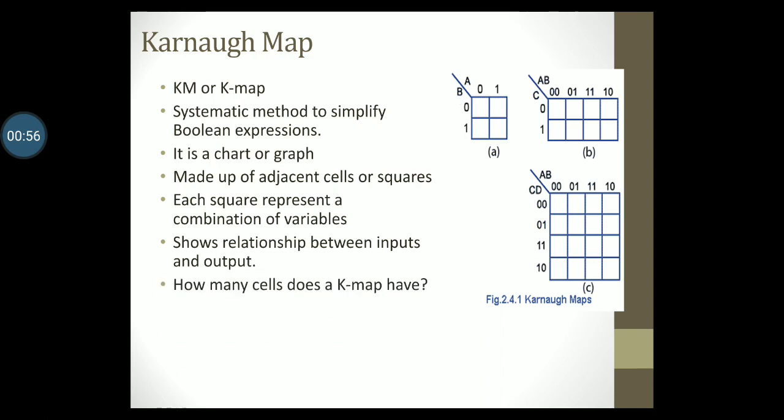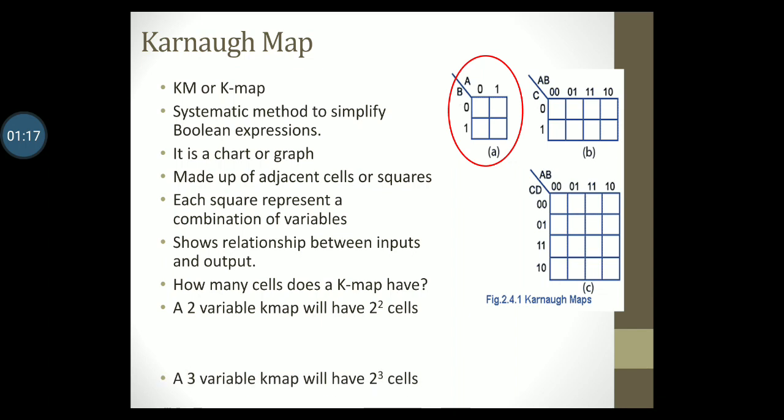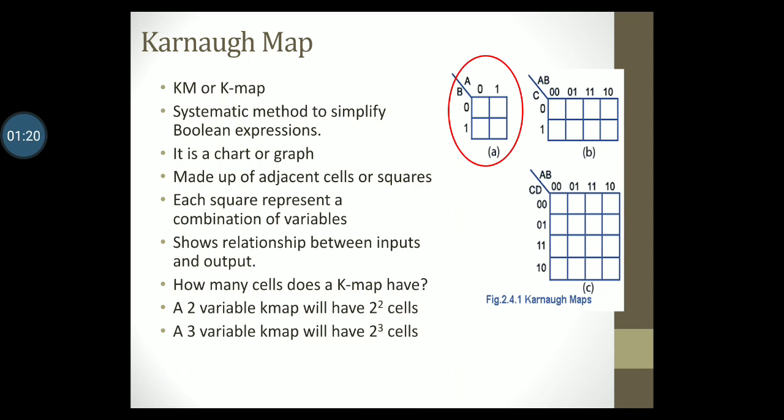An important thing to know about K-maps is how many cells or squares a K-map has. The answer is simple. A two-variable K-map will have 2 raised to 2 cells, that is 4. This is an example of a two-variable K-map. A three-variable K-map will have 2 raised to 3 cells, that is 8 cells. This is what a three-variable K-map will look like.